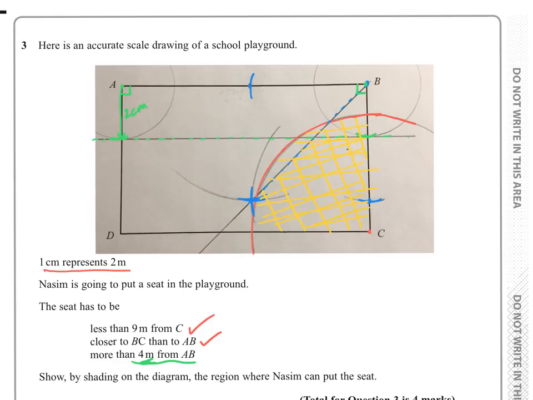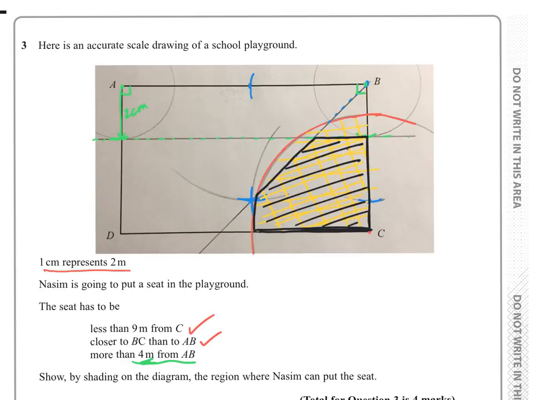So what I'll do is I'll just outline in black the region that would be allowed. That's not very good, a bit better than that. And we'd basically have any of this area here is where the seat could be placed in the playground.